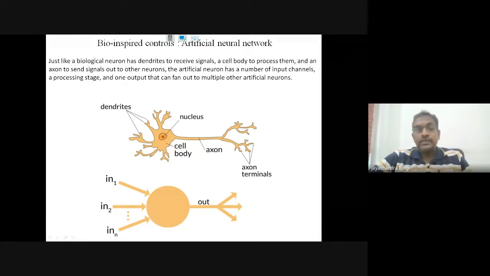So in this class, we are going to discuss the bio-inspired controls. As I mentioned yesterday, let me start with yesterday's question again. What is a sensor?